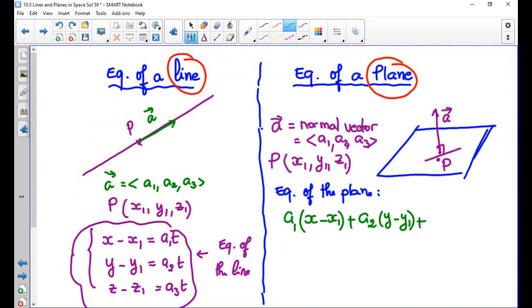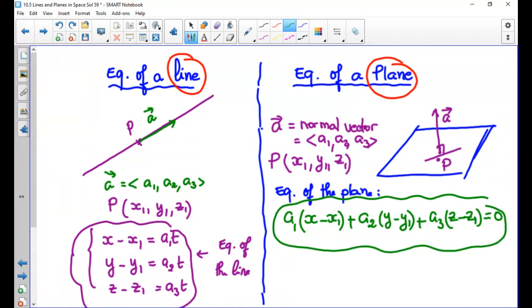So here, plus A3 z minus z1 equal to 0, and that is the equation of the plane when you have its normal vector and you have a point on the plane, then we can write the equation of the plane in this form. That's basically things we talked about before. We did some examples. In a moment, we will come back to this. These are extremely important. What you see here in this whiteboard is extremely important.